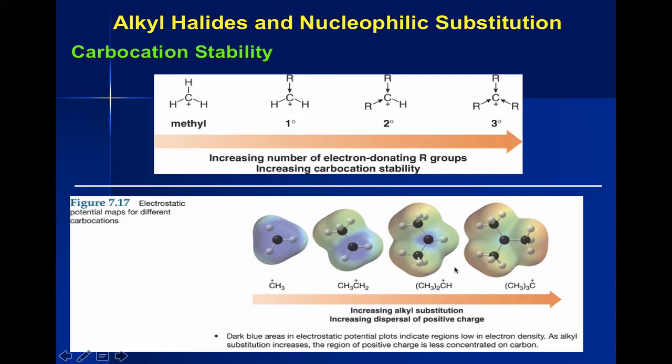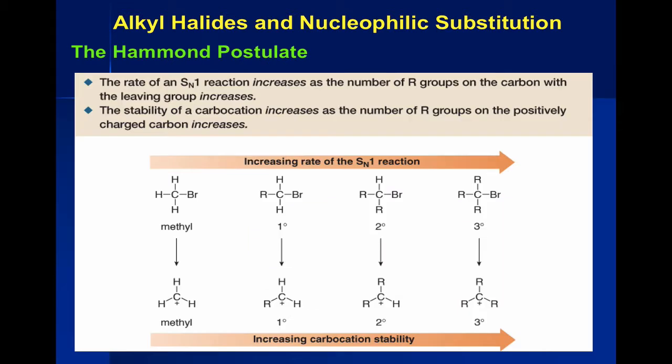And you can see that through these electrostatic potential maps. Blue, remember, means positive charge, so you can see there's a lot of positive charge on this carbon atom for a methyl carbocation and a primary carbocation, but it becomes more and more diminished as you go to a secondary and tertiary carbocation. So that means that the positive charge has been diffused throughout the system. The more alkyl groups you have attached to the carbocation, the more stable it's going to be.